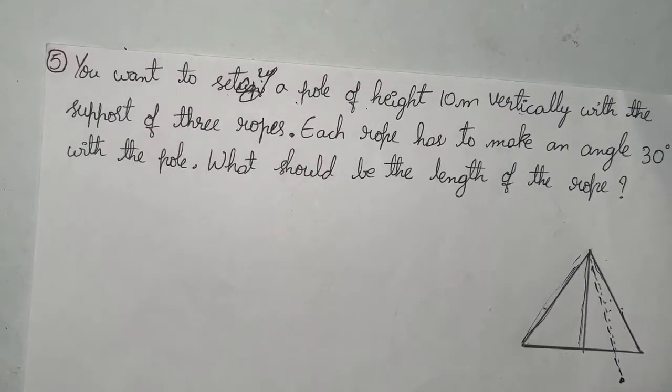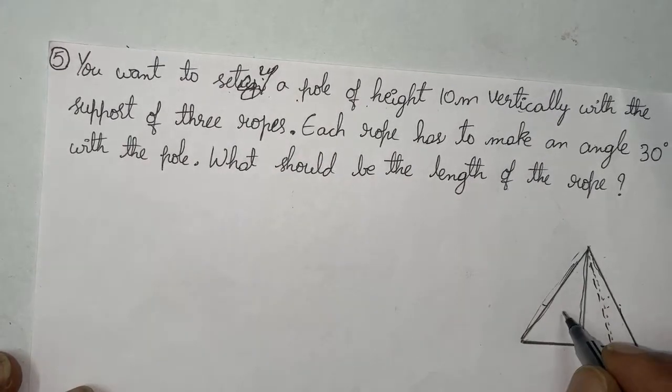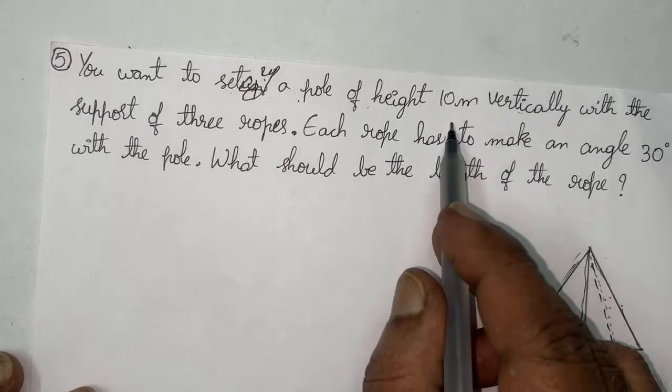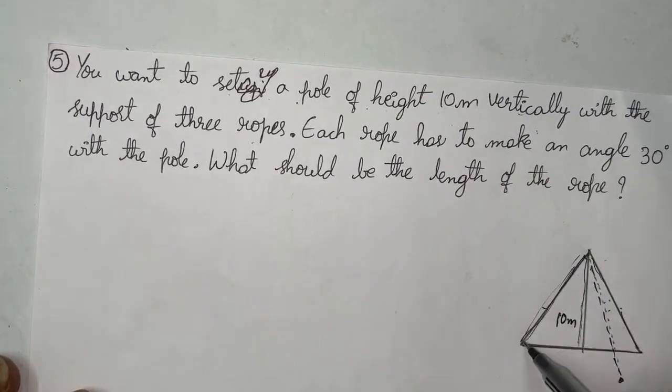For this purpose, you want to set up a pole. The pole height is 10 meters vertically, supported by 3 ropes. First rope, number 1, this one.